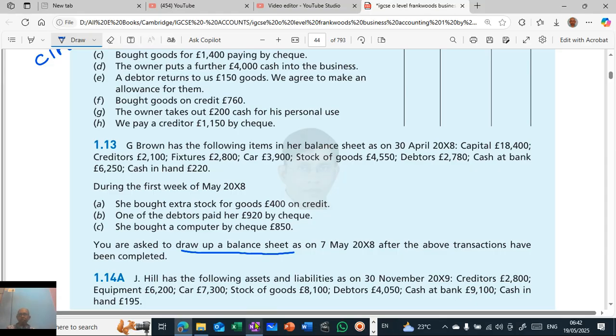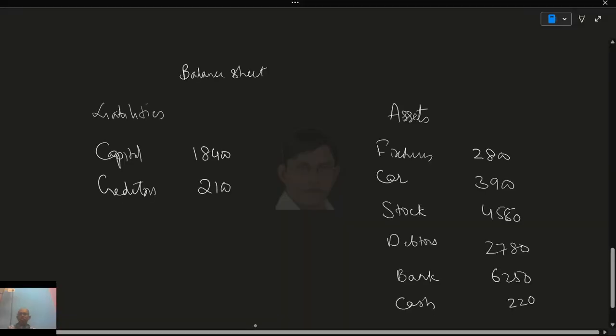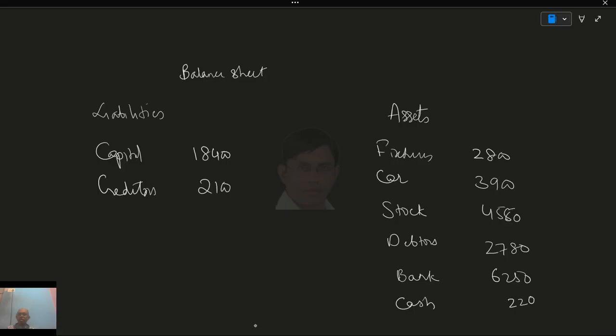Okay, so this is the information that has been given in the question. These are the assets and these are the liabilities. They are asking you to prepare the balance sheet. She bought extra stock of goods, 400 on credit. So stock, this one 450, is worth 400 more. On credit means plus 400. So both creditors and stock will increase.